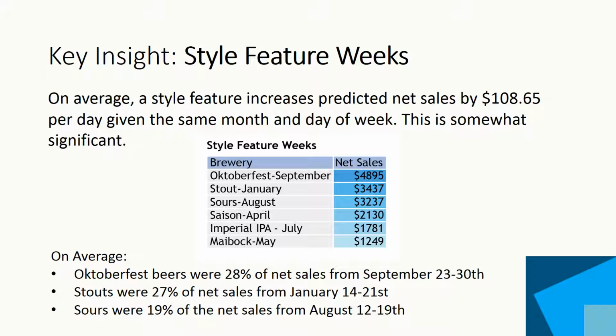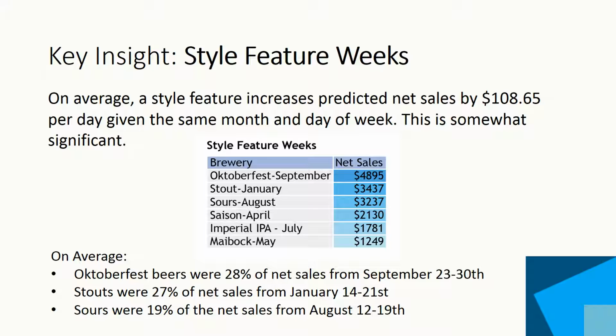Here we looked at how each specific style feature affects net sales, and our model said that on average a certain style feature of beer will increase the predicted net sales amount by $108.65, which was somewhat significant. Then we looked at the top 3 style feature weeks and the lowest 3. At the top, obviously Oktoberfest did pretty well, stouts coming in second, and then the sours in August. The lowest 3 were the saisons, the imperial IPAs, and the Maybachs.